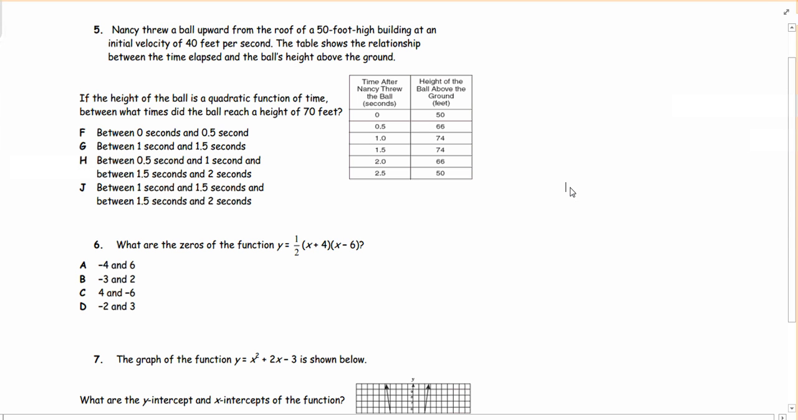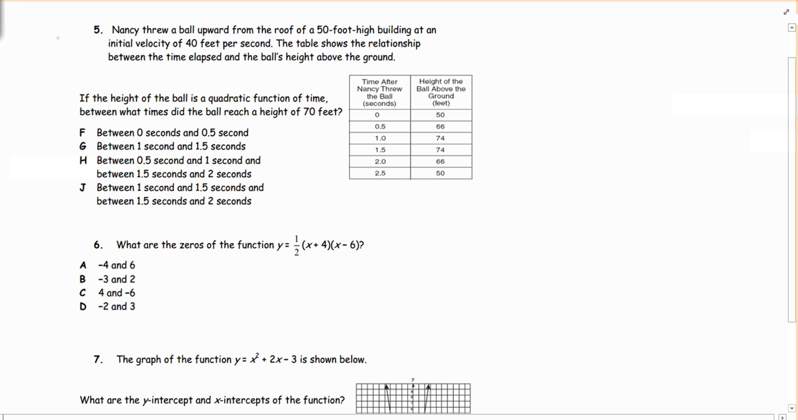Okay, in this video we are going to continue looking at quadratics, but this time some of them don't require using the calculator. They're giving us a table or a picture of a graph, and we're going to have to figure out what we're going to do here. So number 5 says Nancy threw a ball up from the roof of a 50-foot building with some velocity at 40 feet per second, and the table shows the relationship between the time elapsed and the ball's height above the ground.